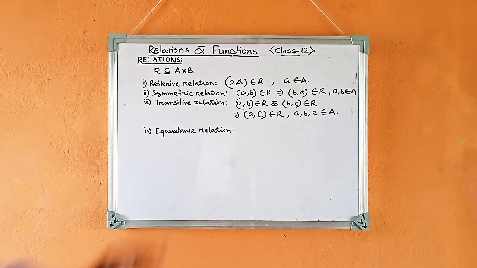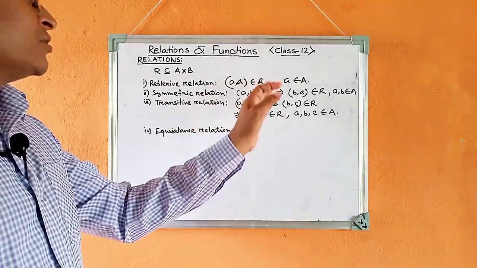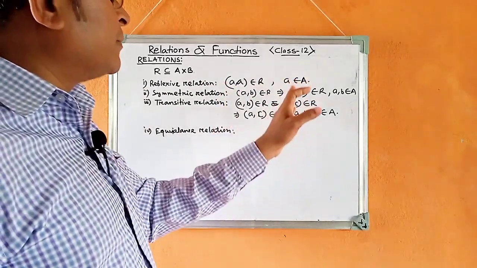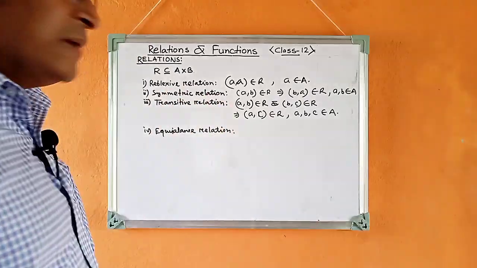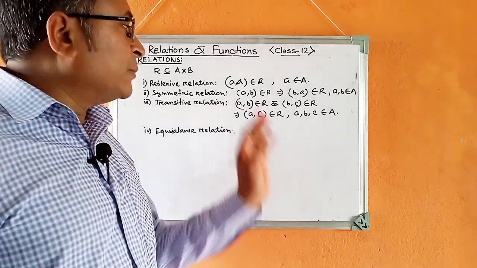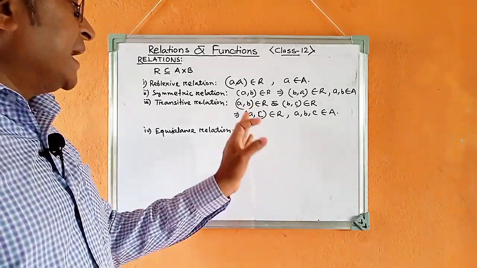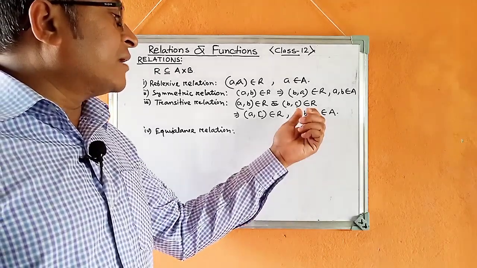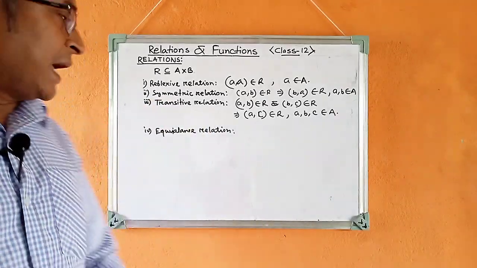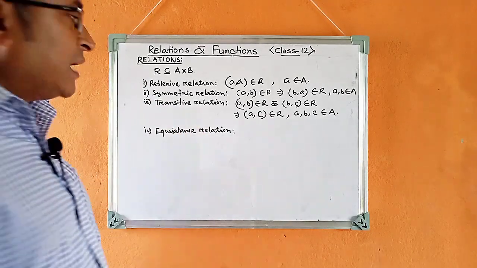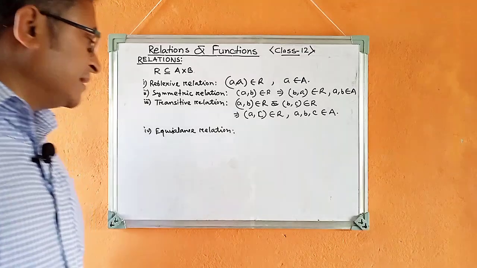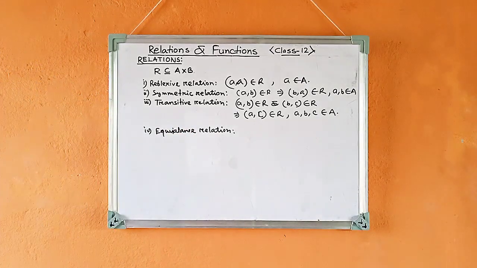Listen carefully. Reflexive relation: (a, a) belongs to R. Symmetric relation: (a, b) belongs to R implies that (b, a) belongs to R. Transitive relation: (a, b) belongs to R and (b, c) belongs to R implies that (a, c) belongs to R, for a, b, c belonging to set A. And what is an equivalence relation? A relation which satisfies all these three conditions, that means reflexive, symmetric and transitive. That relation is called an equivalence relation.